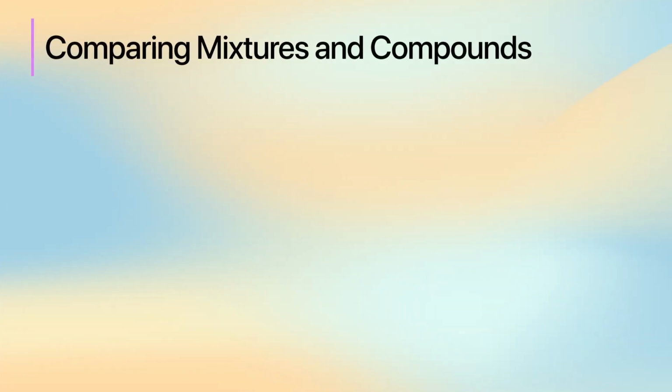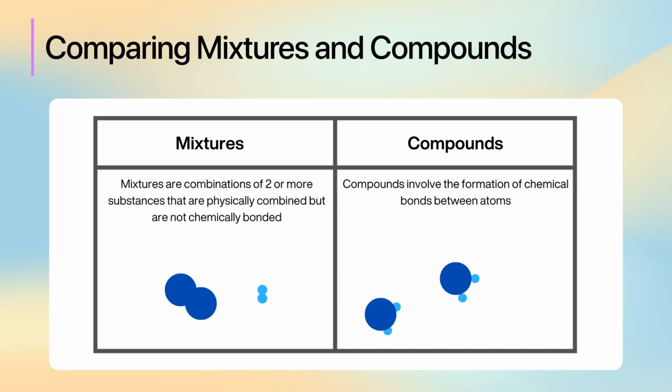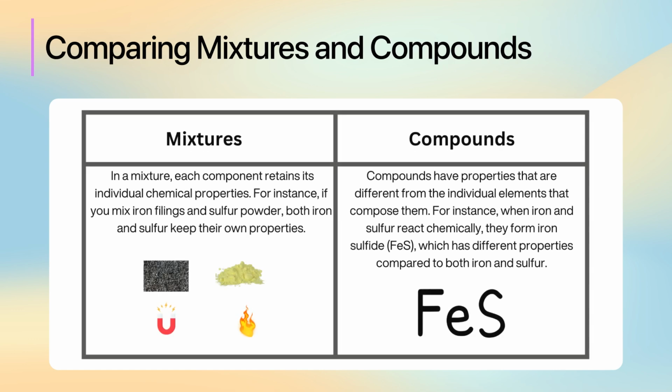Let us summarize the differences between mixtures and compounds. Mixtures are combinations of two or more substances that are physically combined but are not chemically bonded, whereas compounds involve the formation of chemical bonds between atoms. In a mixture, each component retains its individual chemical properties. For instance, if you mix iron filings and sulfur powder, both iron and sulfur keep their own properties. Compounds have properties that are different from the individual elements that compose them. For instance, when iron and sulfur react chemically, they form iron sulfide, which has different properties compared to both iron and sulfur.